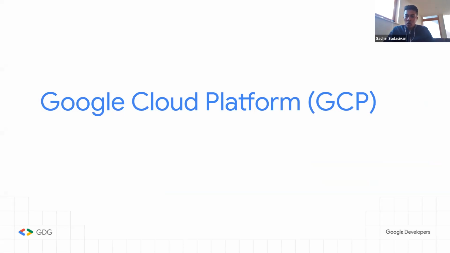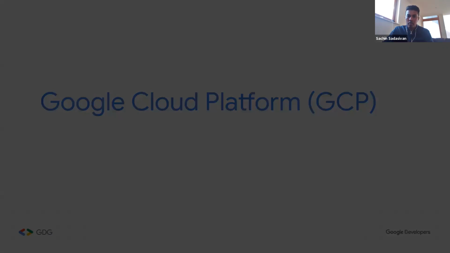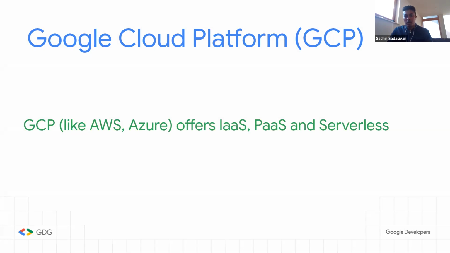Now, let's talk about Google Cloud Platform, mostly known as GCP. So Google Cloud Platform, just like AWS or Azure, offers infrastructure as a service, platform as a service, and serverless. Infrastructure as a service is primarily provisioning virtual machines and so on. Platform as a service, just like we saw with application deployment, is like App Engine. And towards the right of the spectrum, we have serverless. In the case of GCP, it's known as Google Cloud Function.